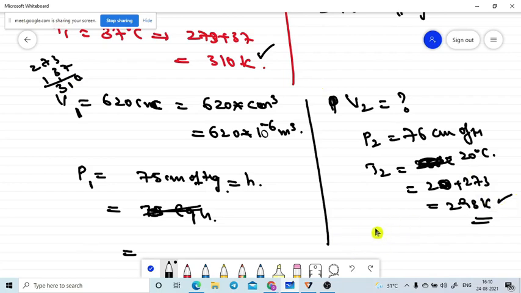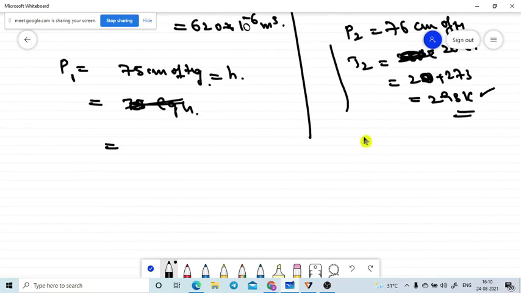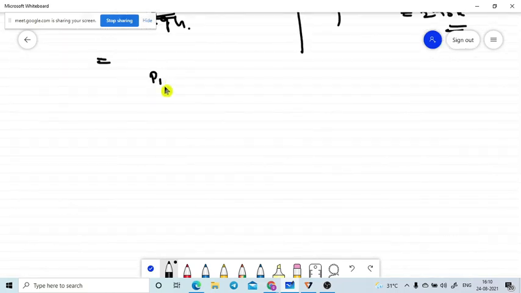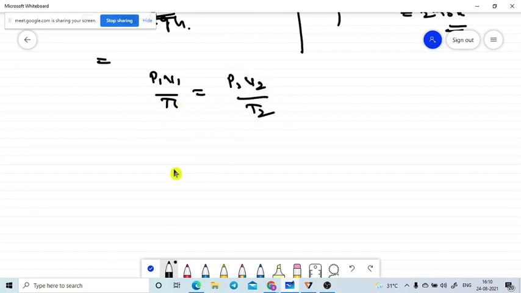What is the formula we are having? If P1, V1 and P2, T2 are known and only one variable is not known, which formula do we need to use? The ideal gas equation: P1 V1 by T1 is equal to P2 V2 by T2. Just substitute the values and you will get the answer. Everything is known here: P1, V1, T1, P2 and T2. The only unknown parameter is V2.